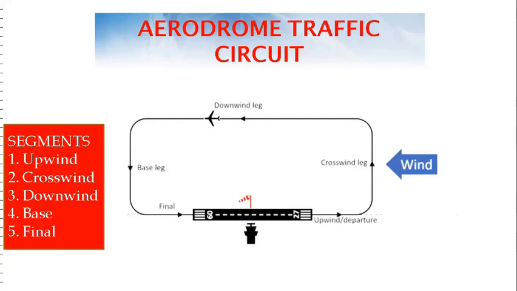Controller instruction for circuit joining: Victor Tango Alpha Bravo Charlie, after departure, climb 2000 feet, join left downwind runway 09, report joining.